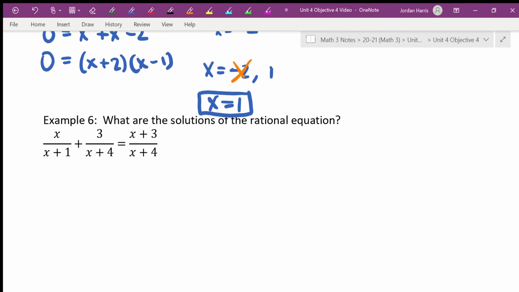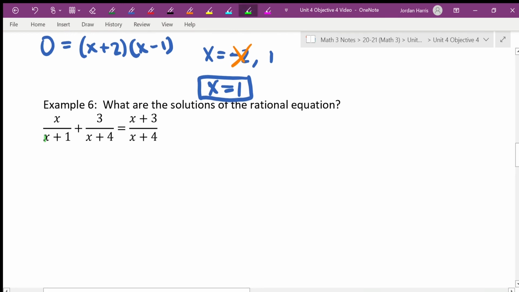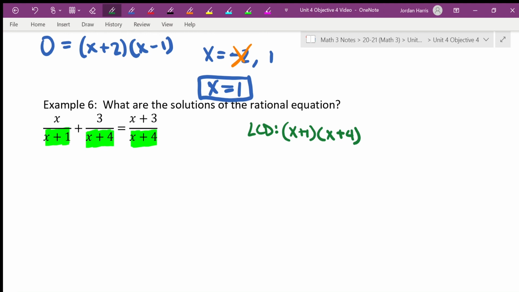Okay, number 6. More complicated, but following the same steps. x plus 1, x plus 4, and x plus 4. Those are my denominators. So my LCD, they are separate. I can't turn an x plus 4 into an x plus 1. So x plus 1 times x plus 4 is my LCD. So I'm going to have to multiply every piece by that, which you'll notice is actually a little difficult in some cases.